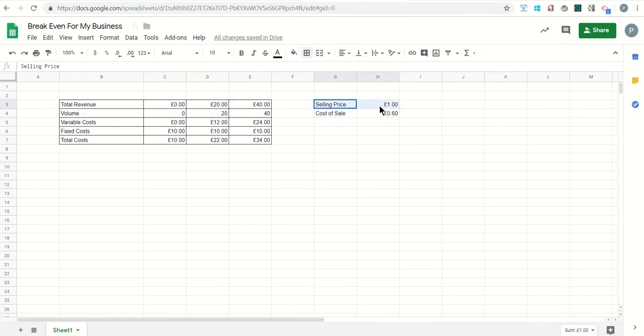Now, the only values you're going to have to begin with when you're creating your break-even analysis are going to be the volume, and the selling price and the cost of the sale. So the selling price is what you charge the customer when you sell them the item, and the cost of the sale is what it costs you to get that item into stock so you can sell it. So if you look at a very gross profit level, we're making 40p profit on this.